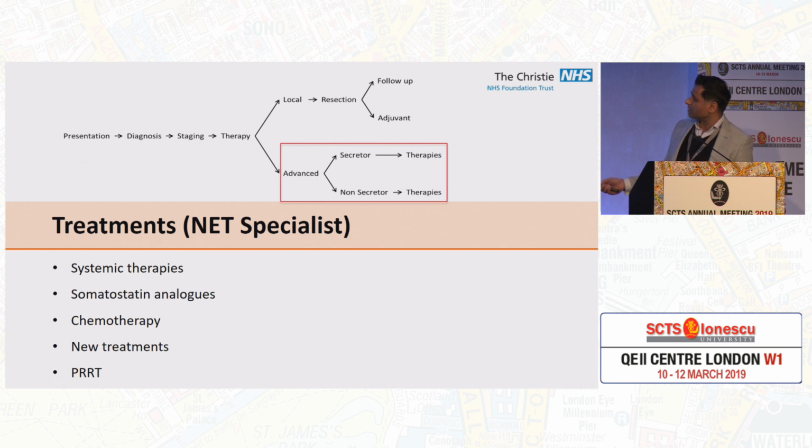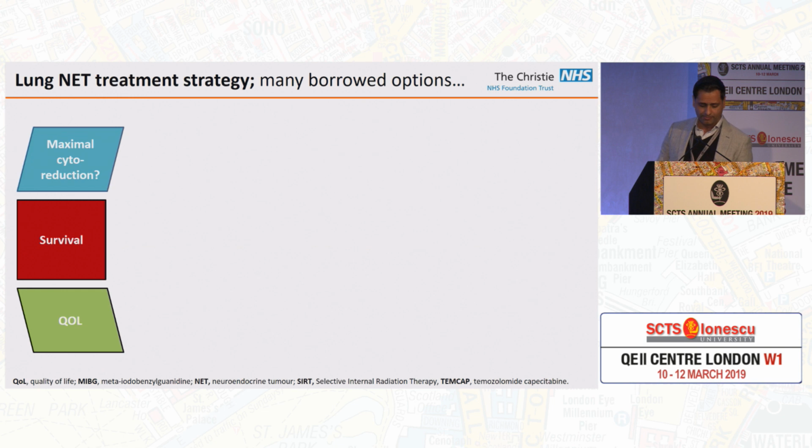Treatment of the advanced patient, you can divide into the secretors and the non-secretors, the syndromic and the non-syndromic patients, and there are many therapies. The most important thing, though, is that the principle's still there. So cytoreduction is still very important, we think. Survival is very important, and quality of life is very important.